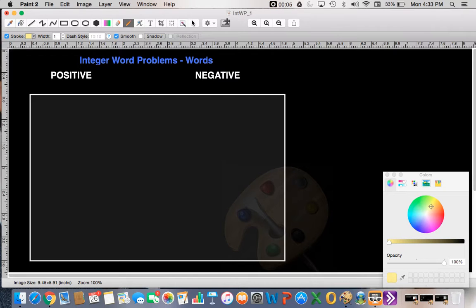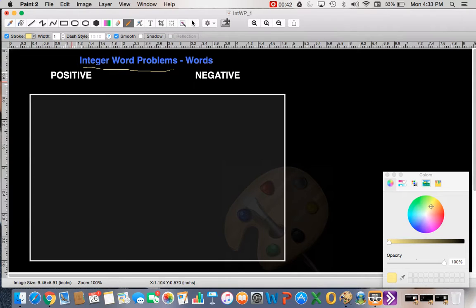Today we'll talk about integer word problems. But before we do that, let's talk about some important words that you need to remember in order to solve word problems. I know this would be very difficult for a lot of you, but we have to start somewhere and we have to practice a lot in order for you to get desensitized on how to do word problems in mathematics.